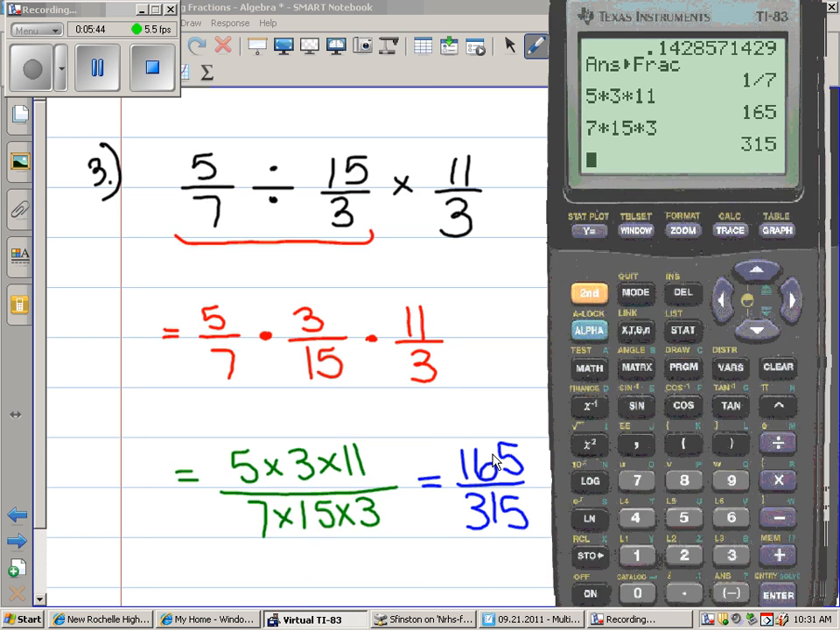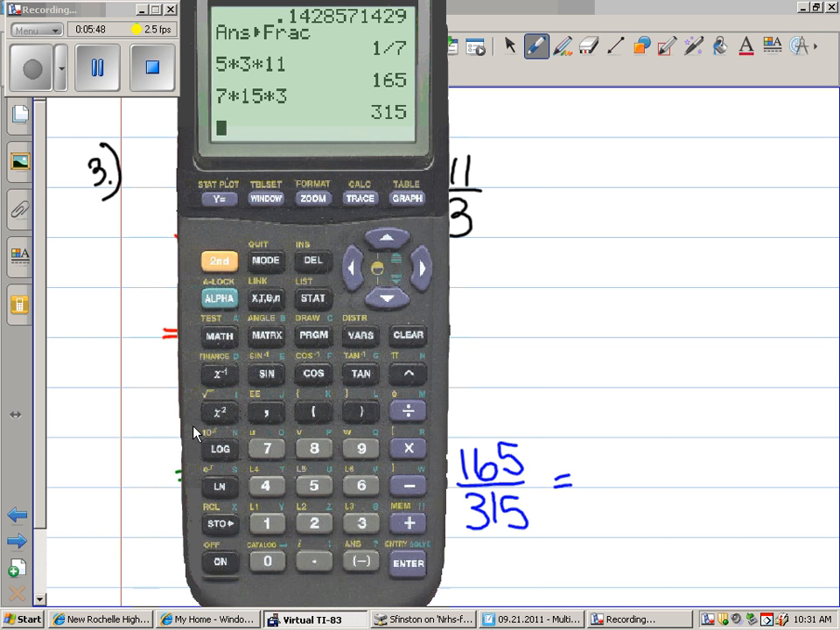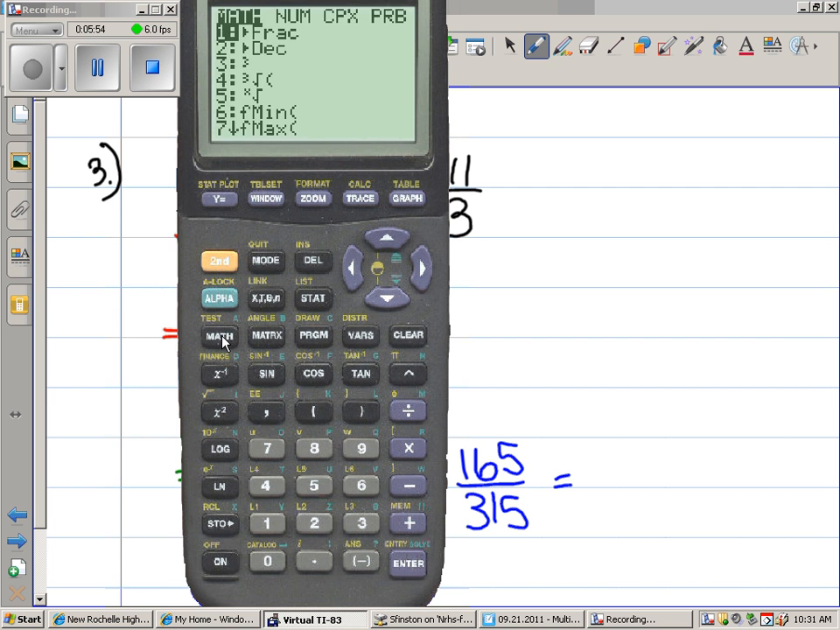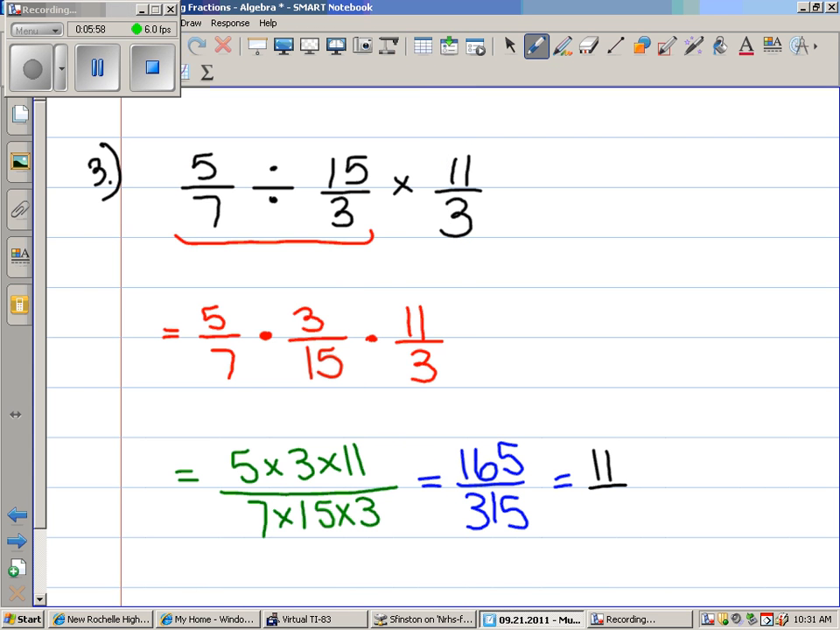All right, let's see if you're right. Let's clear that off. 165 divided by 315. Math, you were close. It's really close to a half. It's 11 over 21.